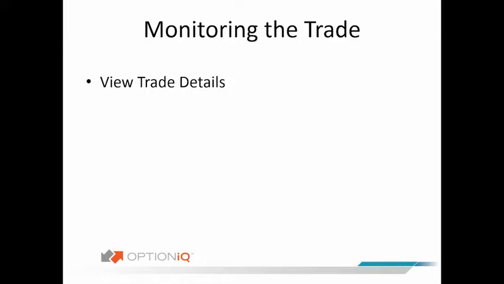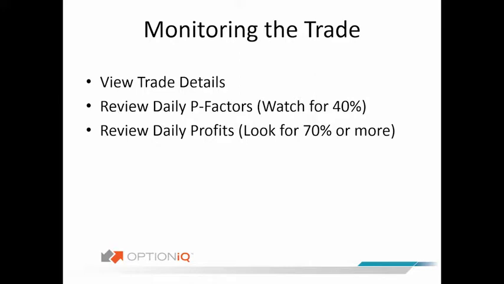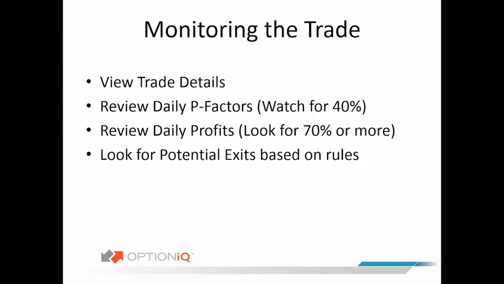Once you get there, and I'm going to show you how to do this, we're going to review the P factors and we're going to watch for a 40% P factor. We're also going to review our daily profits. Again, if we reach a large amount of profit in a short period of time, we might want to look to get out of the trade early. And we're going to look for potential exits based on these rules each and every day. So let's go back now and let me show you how to monitor this trade each and every day.